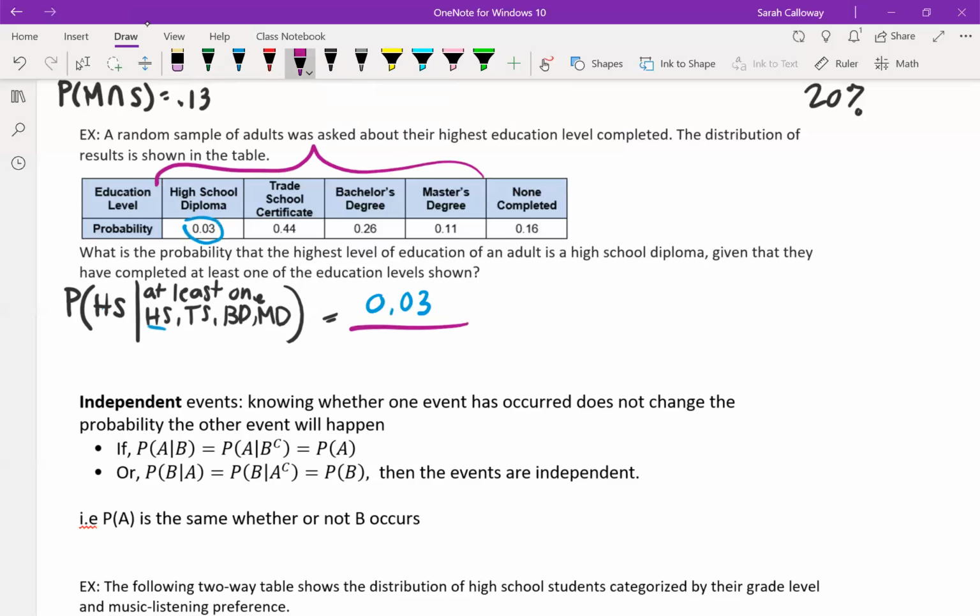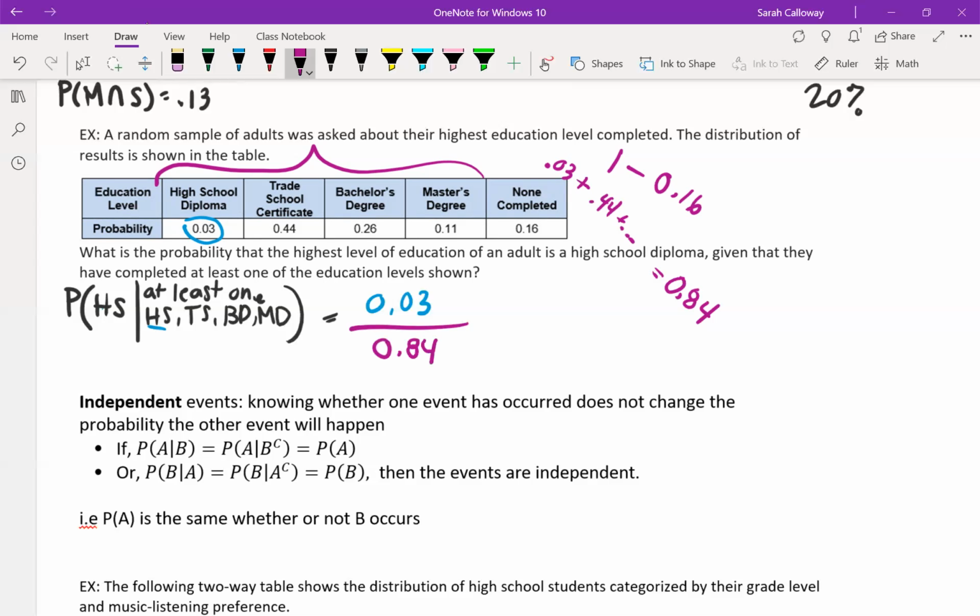So they had one of those. There's two different ways we can do this. The whole table should add to 1. So we can either do 1 minus the one we're not counting, 0.16, or we can add up everything, 0.03 plus 0.44 plus all the way through. Either way, we should get 0.84. Okay, so the probability that someone completed at least one of those, high school, trade school, bachelor's degree, master's degree, is our denominator.